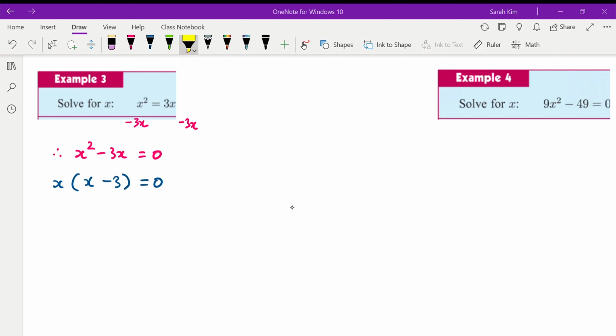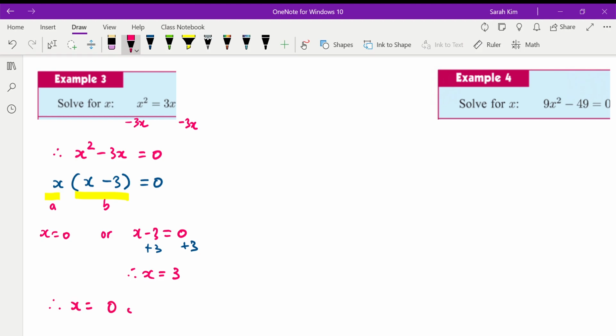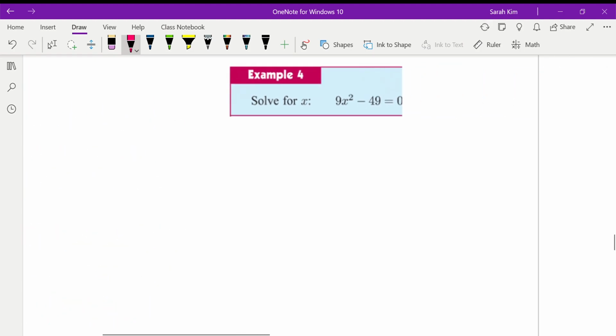So now we can use the null factor law. This can be A, this can be B, so x can be 0, or x minus 3 can be 0. So if I solve that, the first one's already solved, it's just going to be 0. Or if I just add plus 3 on each side, therefore x equals 3, then my answer to x is 0 or 3. It's always nice to kind of conclude your answer like that too.